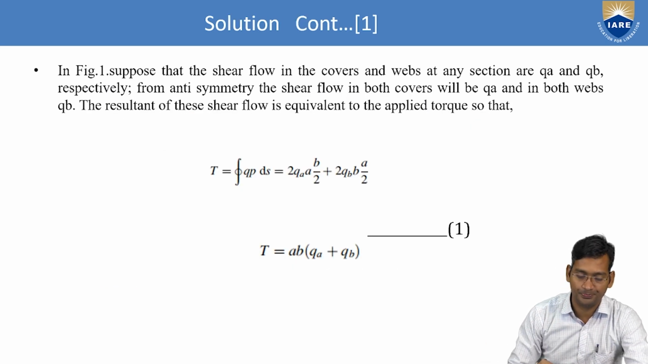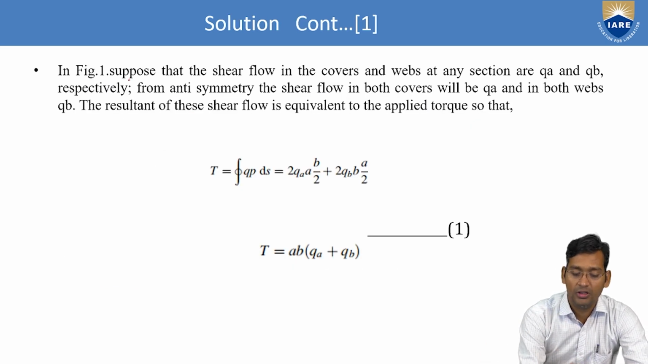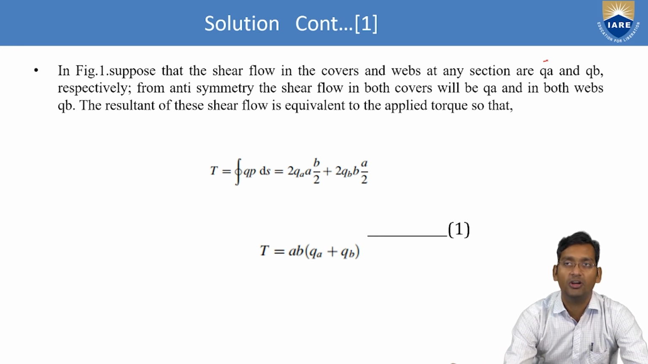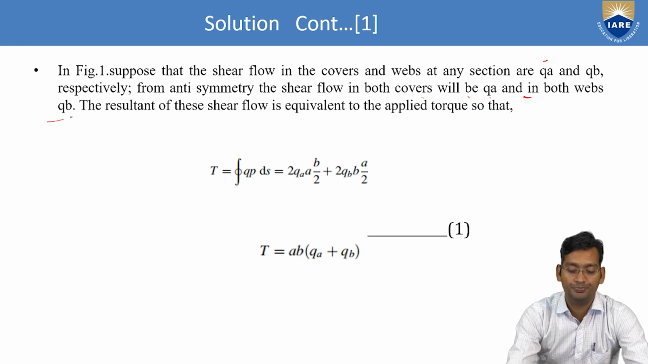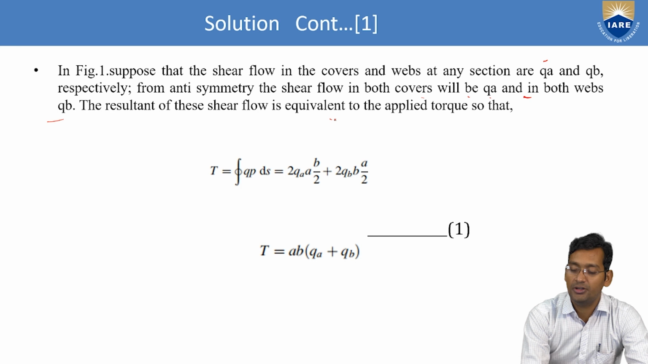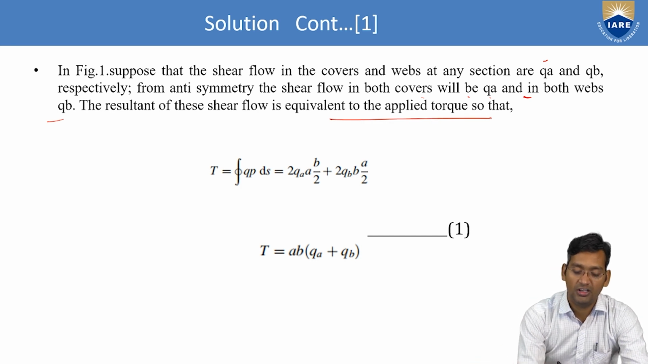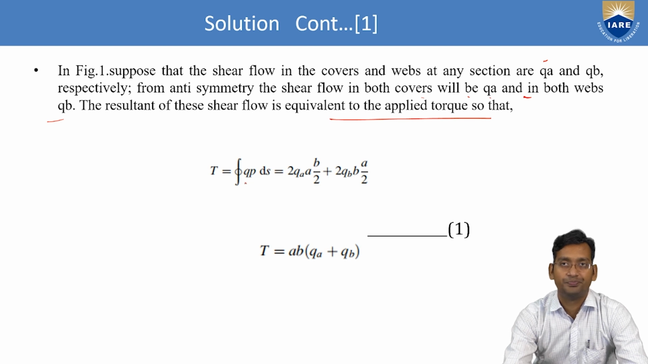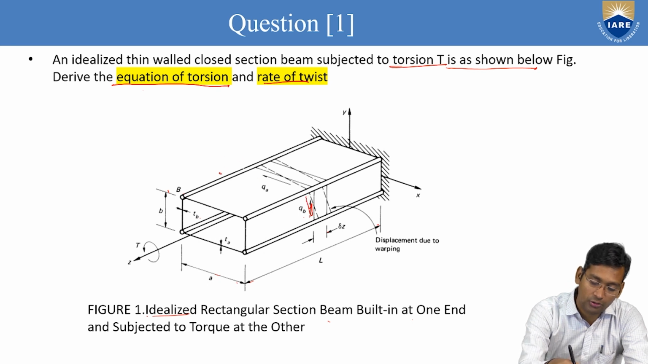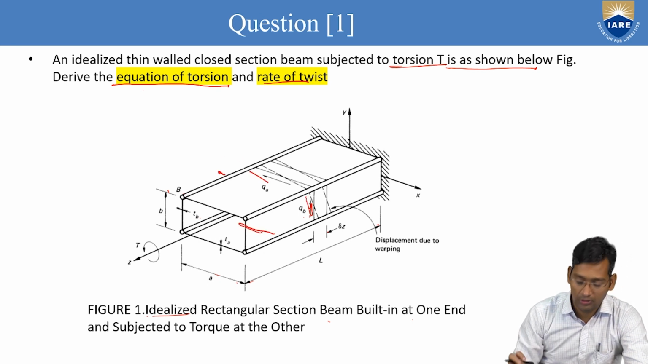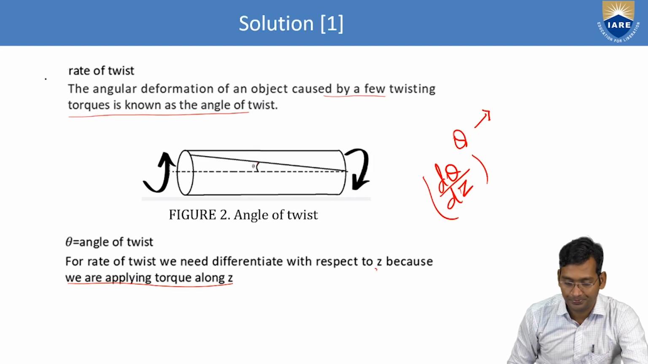Let's see how. In figure one, suppose that the shear flows in the covers and webs at any section are qA and qB respectively. From antisymmetry, the shear flow in both covers will be qA and in both webs qB. The resultant of this shear flow is equivalent to the applied torque, so T equals the sum of q p ds. If this side is qB, the other side is also qB. Here qA, and this side also has qA. So 2qA, 2qB.